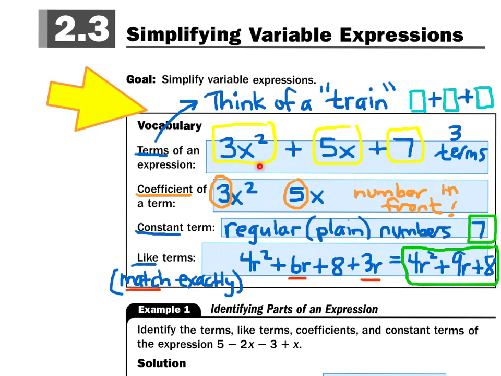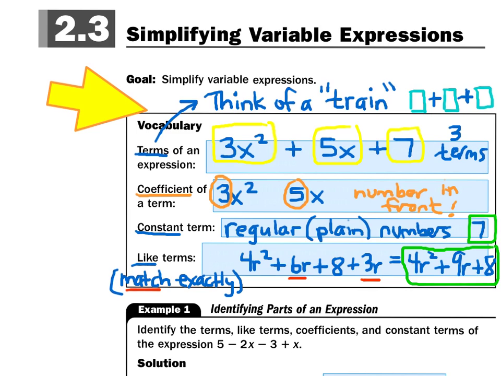So in this example, 3x squared plus 5x plus 7, there are 3 terms, and I've highlighted them in yellow. A coefficient of a term is that big number in front. So in the term 3x squared, the 3 is a coefficient. Or in the term 5x, the 5 is the coefficient. So it's the number in front of the variables. Now a constant term is just a regular plain old number. So for example, the 7 is the only constant. It's just a plain number.